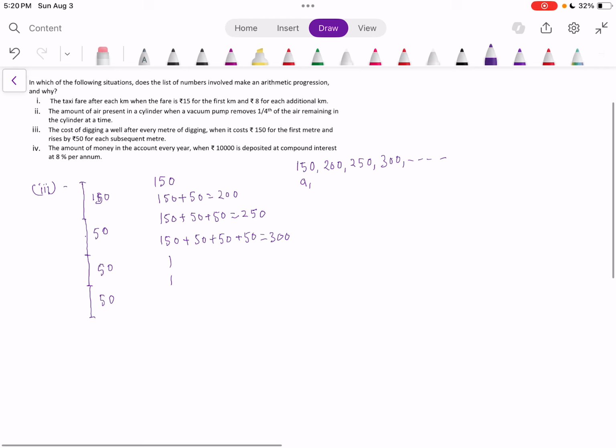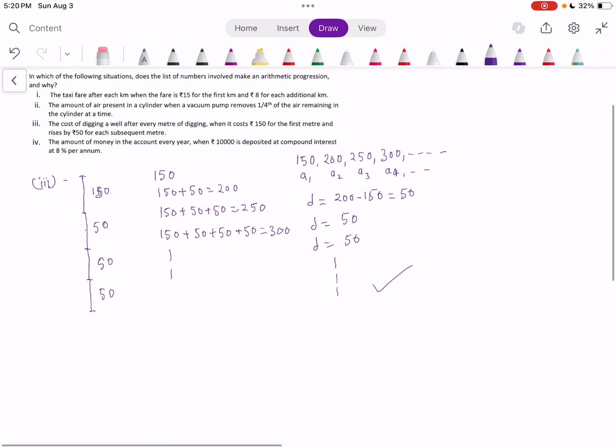It's going to be A1, A2, A3, A4. So the D is going to be 200 minus 150, it's going to be 50. D should be A3 minus A2, should be 50. D, 300 minus 250, same throughout, you can see that. So the numbers in this series make an AP.